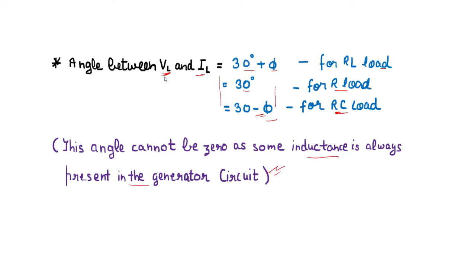Now, why is it important? Because the cosine of this angle between VL and IL is called the power factor at the sending end, meaning the line power factor. And power factor is a very important quantity. So you must know the basic definition of power factor, which is the cos of the angle between V and I.